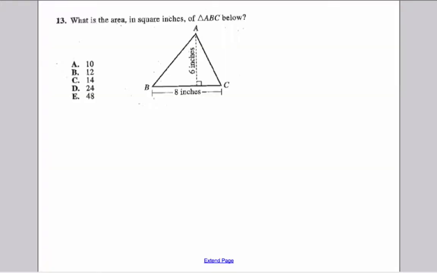Let's do the first example, which would be an example of an easy problem under this plane geometry category. What is the area in square inches of triangle ABC below? Notice they don't give you the equation. This is one problem where they assume you will understand how to remember the equation for a triangle. Area of a triangle is 1/2 times the base times the height.